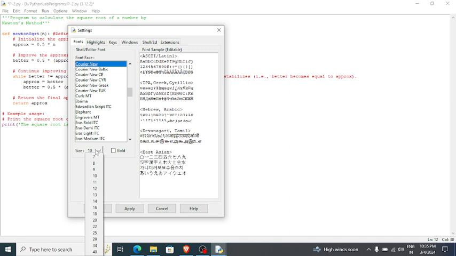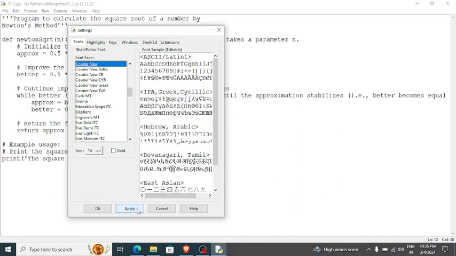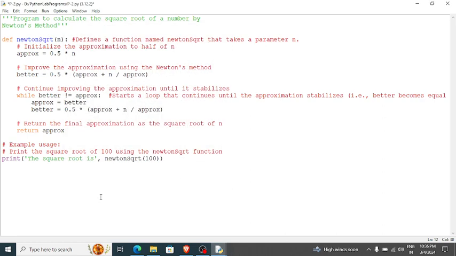We'll just go to the configure IDLE option, and here I can increase the size. I'll just make it 14. I hope it is looking better now. So this is the program to calculate the square root of any given number by Newton's method. Here we have taken 100 as the number.